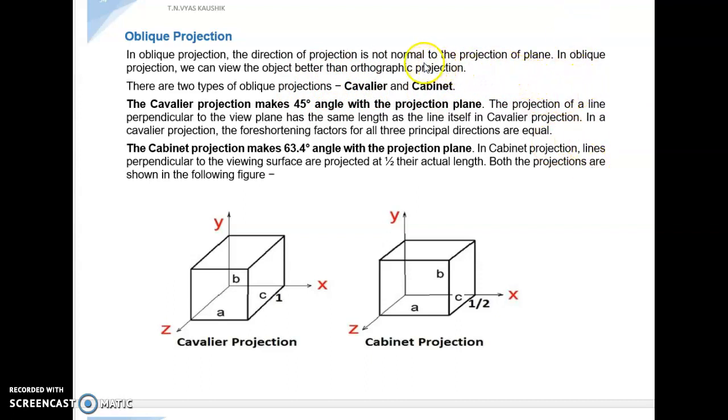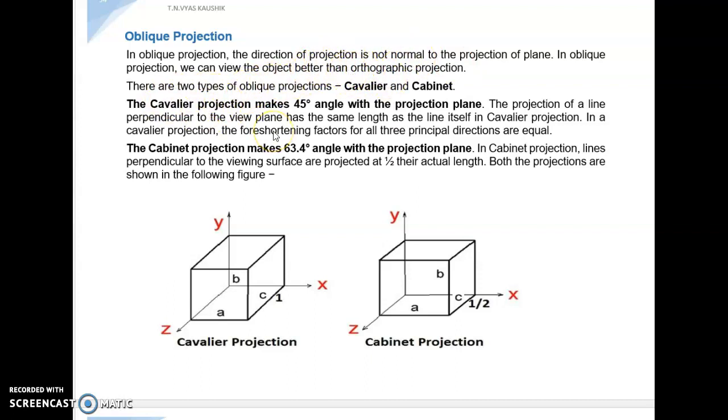Based on the angle, the oblique projection is classified into cavalier and cabinet projection. In cavalier projection, the projector makes an angle of 45 degrees with the projection plane, and in cabinet projection it makes an angle of 63.4 degrees with the projection plane. The advantage of oblique projection is that we can view the object better than in orthographic projection.